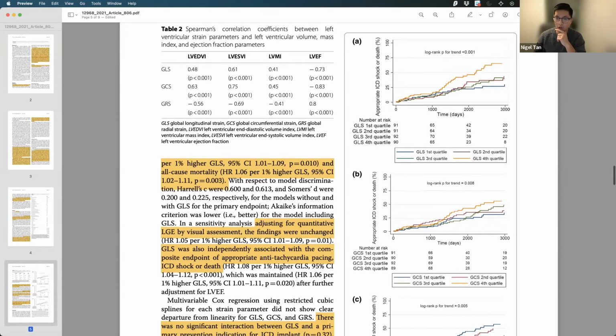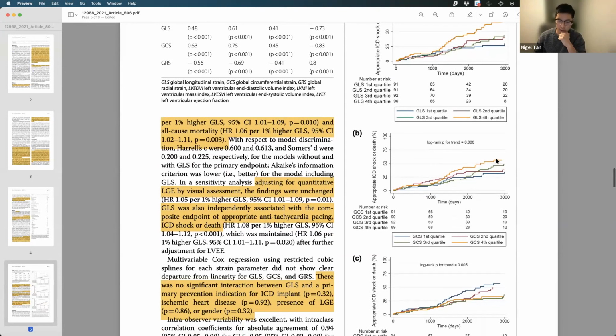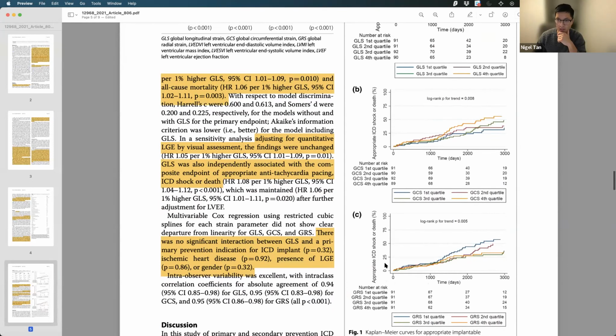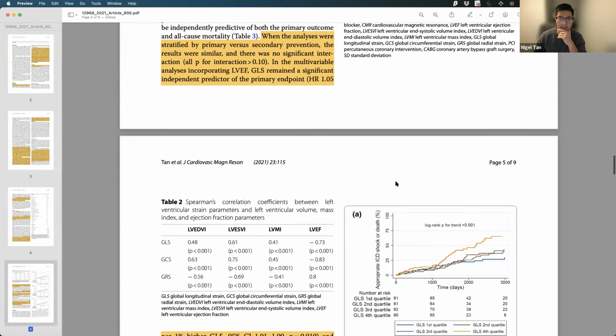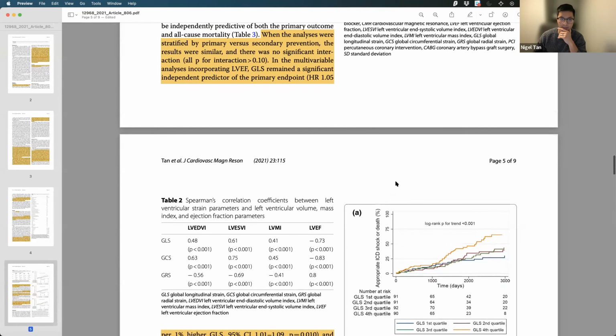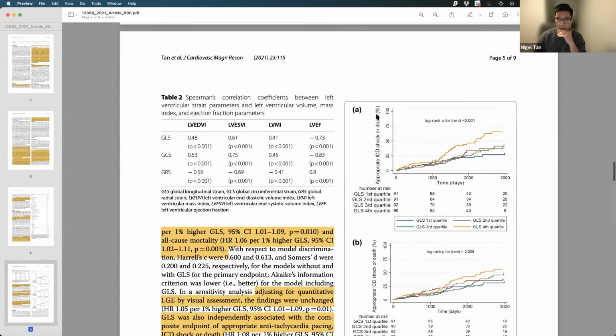And you can see that for global longitudinal strain, the 4th quartile, in other words, the worst global longitudinal strain, was associated with the highest rate of ICD shock or death. Similarly for GCS, and then the inverse for GRS, because it's a positive value. So the greatest degree of ICD shocks or death occurred in the 1st quartile of GRS. So this is the unadjusted Kaplan-Meier analysis. And then in the multivariable analysis, we identified that GLS remained a significant independent predictor of the primary endpoints.